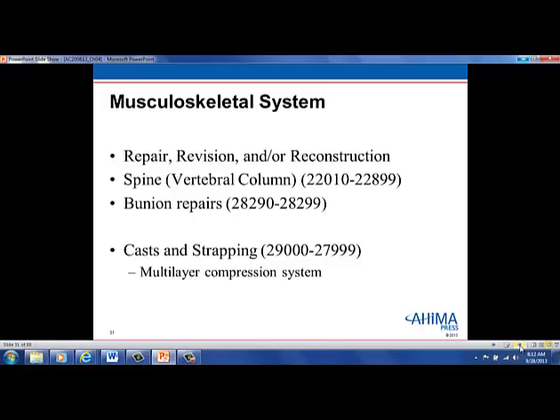Repair, revision, and/or reconstruction codes. There are several special definitions that apply when coding the repair, revision, or reconstruction of tendons. A primary repair is the first repair of any structure such as a tendon. A secondary repair is done at some time subsequent to the primary repair.